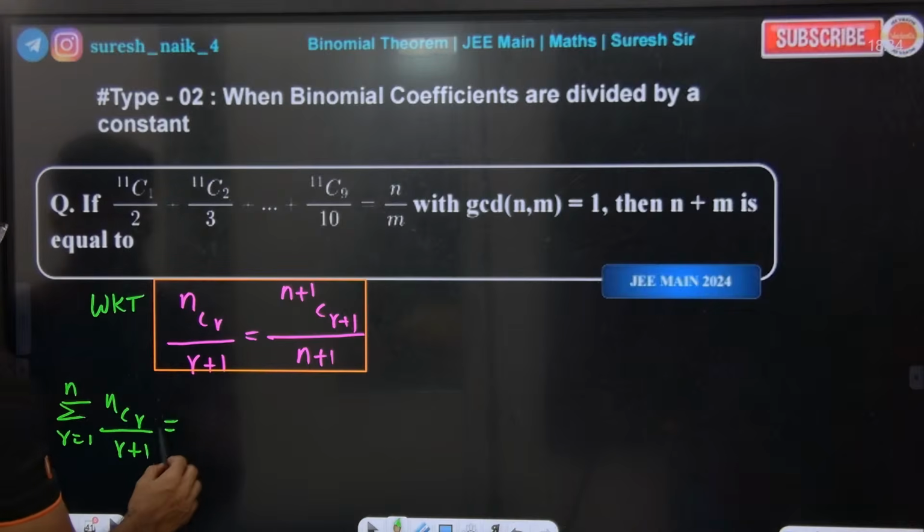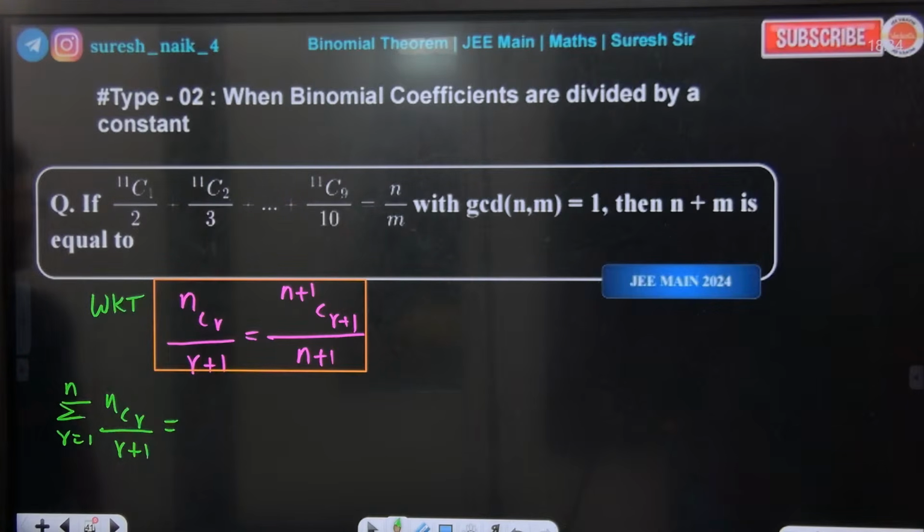So what is the answer for this? n plus 1, which means 12C10 by 12. Yes or no? 12C10 by 12. Yes or no? Does everyone understand this or not?